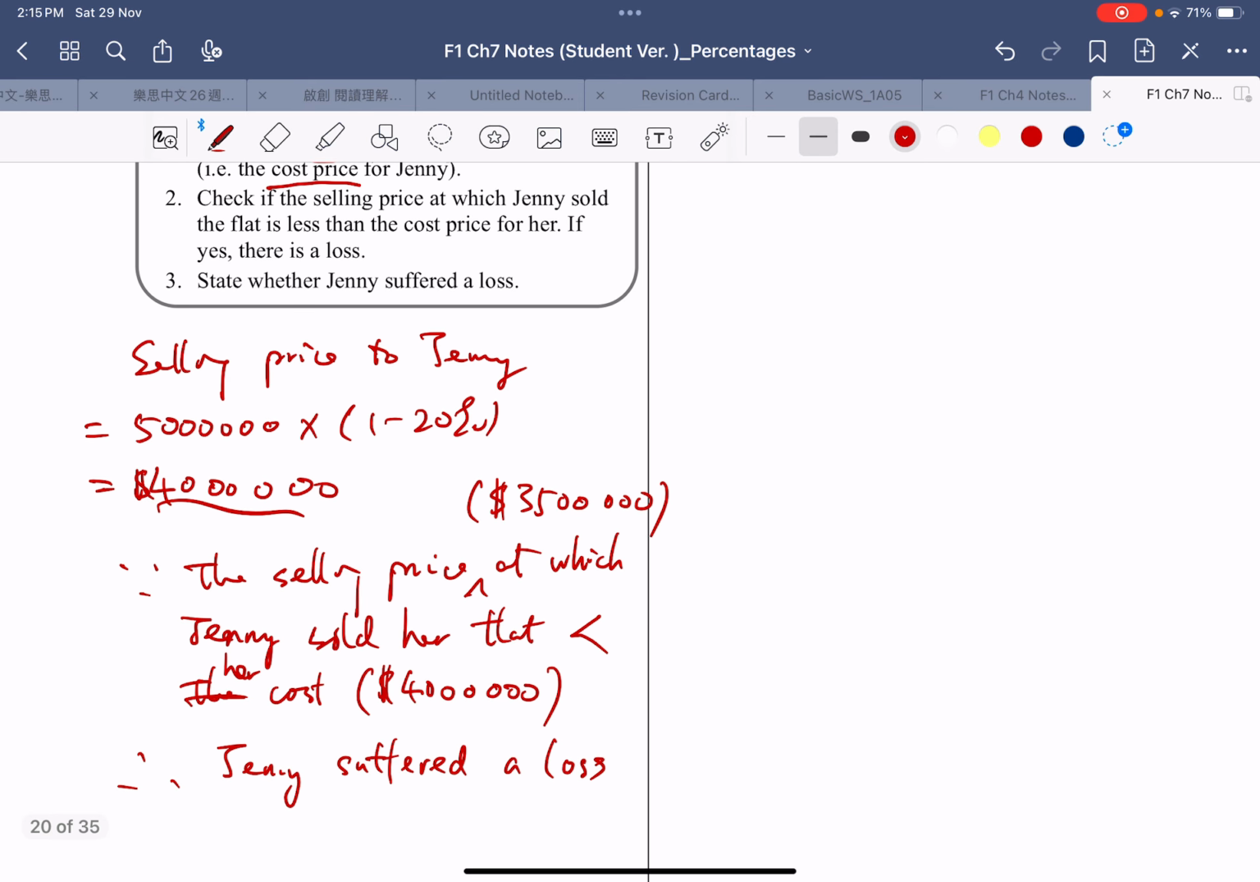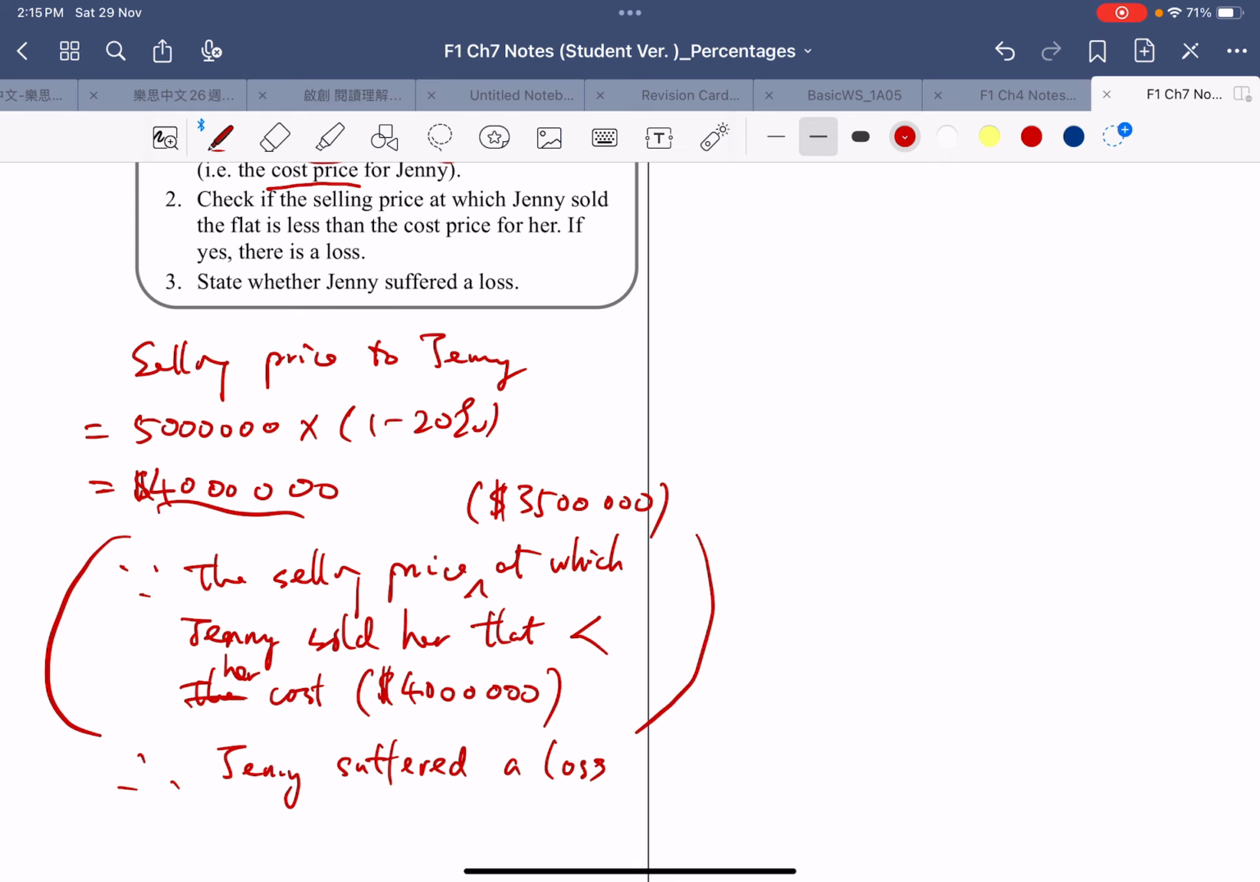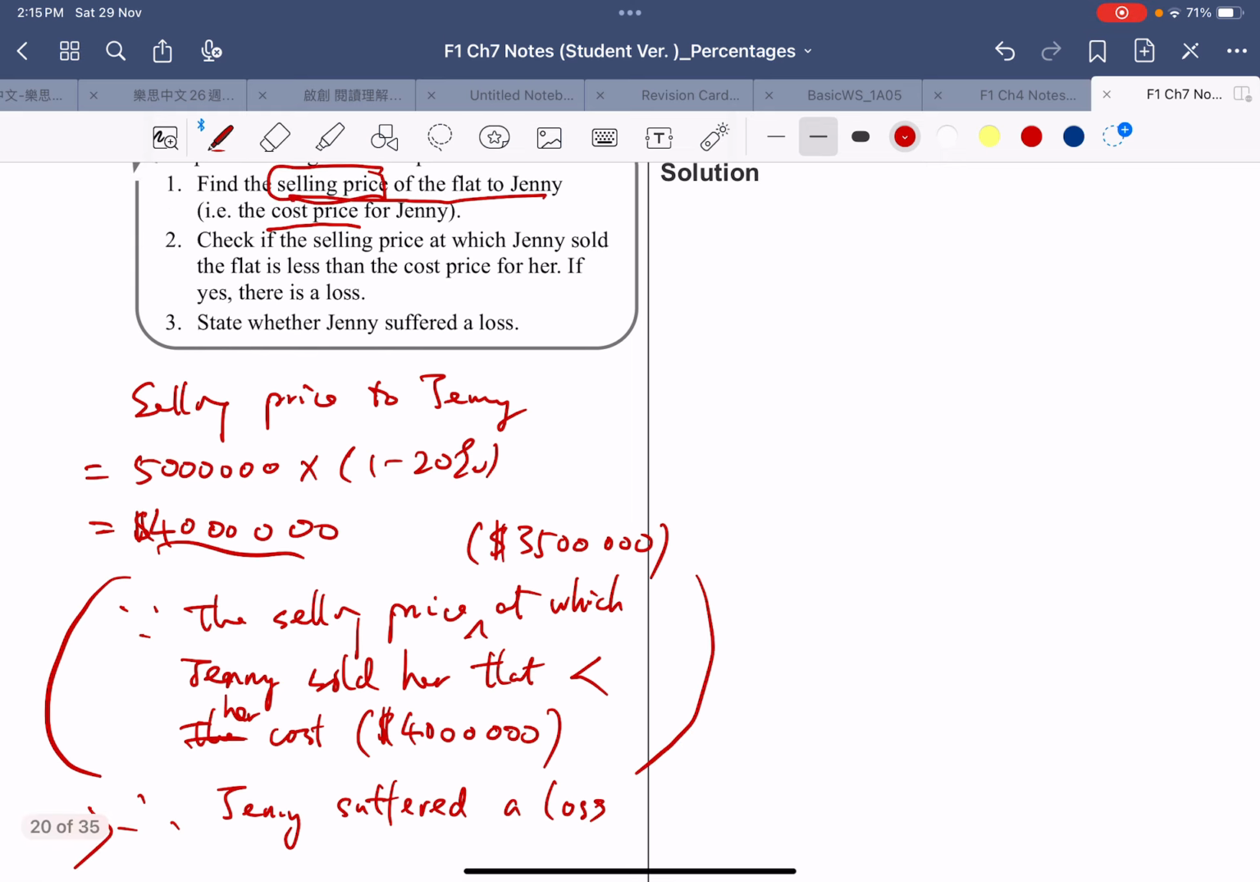All right, so you need to compare and then conclude. Many students just calculate the selling price for Jenny and then jump to the conclusion very quickly. You cannot do that. You will lose 1 mark for comparison. Okay, this is the comparison.